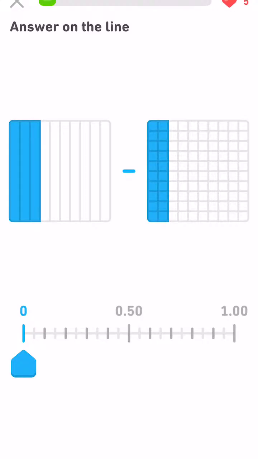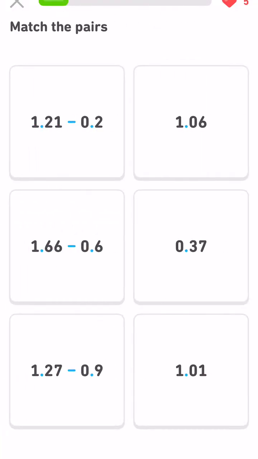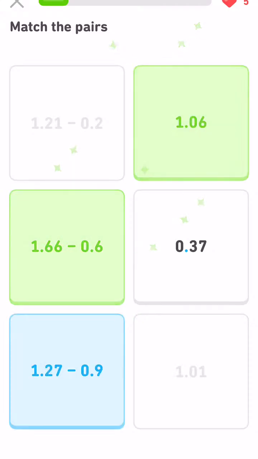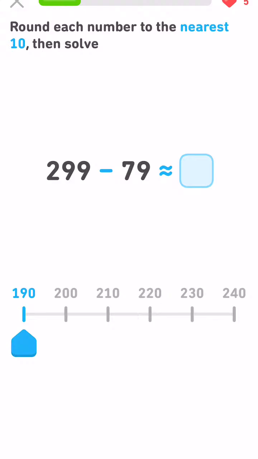Okay, so we have 0.3 minus 0.2, which would equal 0.1. So there we go. 1.21 minus 0.2 would equal 1.01. Then we have 1.66 minus 0.6, so 1.06. Here we go. All right, so round to the nearest 10 and solve.